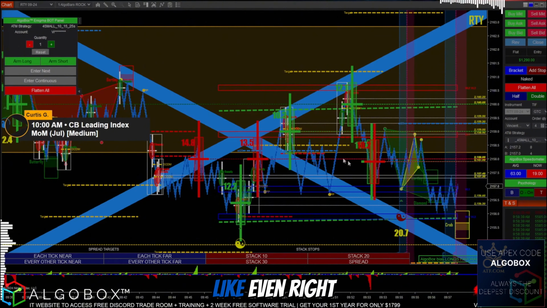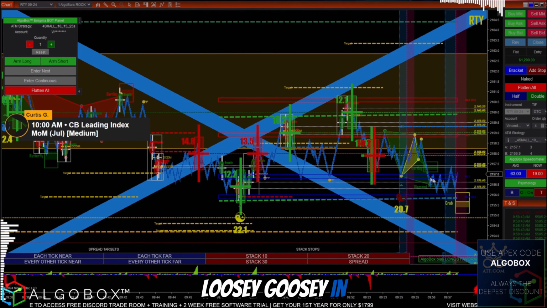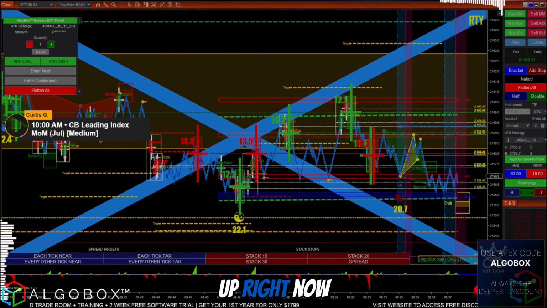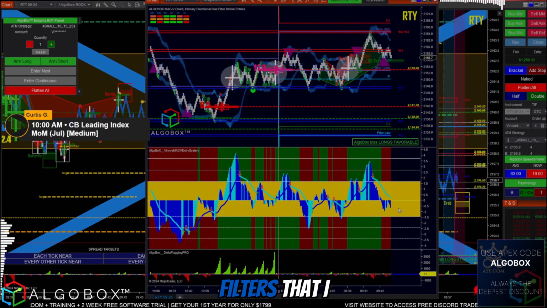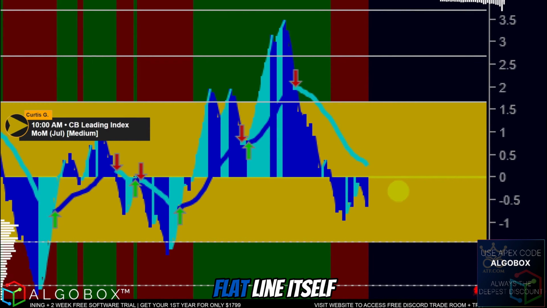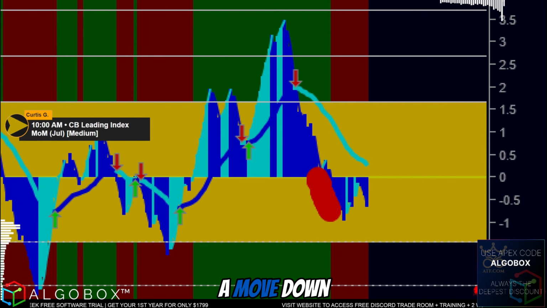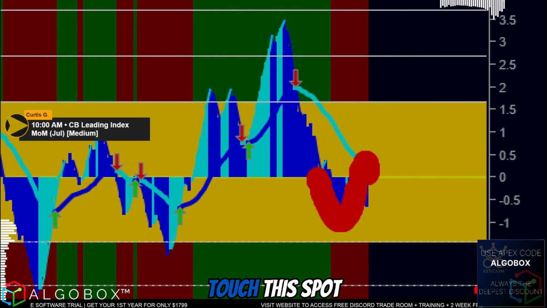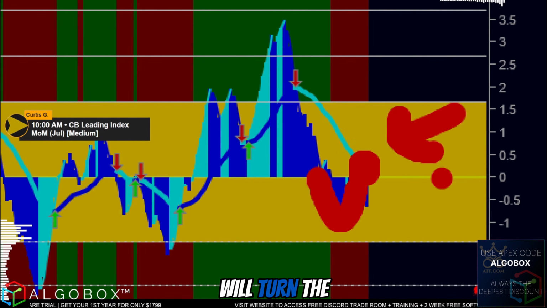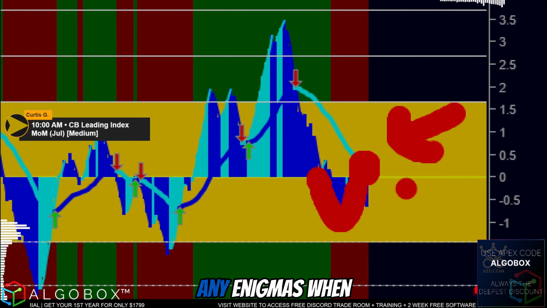Inside of there, you get, like even right now, it's like a loosey-goosey in here. Yeah, this Enigma popped up. Right now, we're right in that zone. Another one of those filters that I like to use is called the flat line itself. If we've had a move down and we come right back up, right as we touch this spot here, I literally will turn the Enigma off. I'm like, dude, I do not want to take any Enigmas when we are flat.